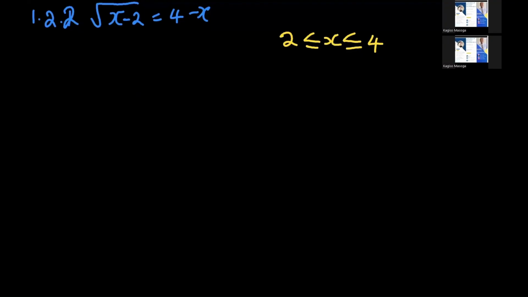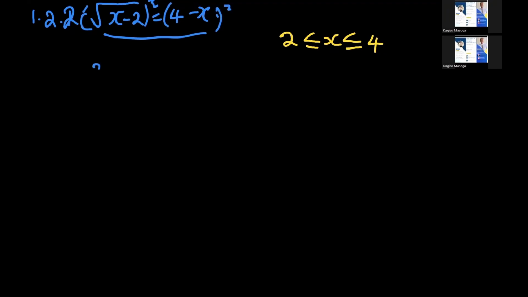Now we are solving this equation. The first thing that we're going to do here is square both sides. So that's what you do, a 2 here and also a 2 on this side as well. Now this is what we're left with.